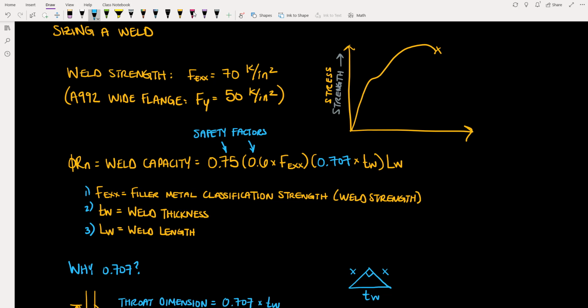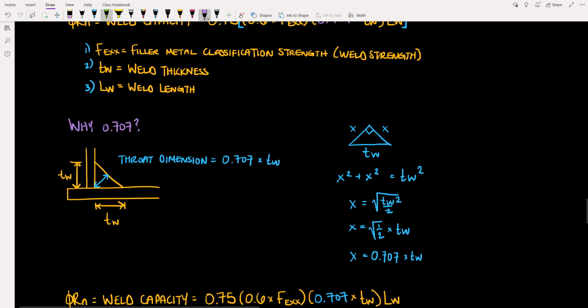So we apply a safety factor to the weld strength, reducing it by 40%, and after that is done, and we have our full weld capacity, we then apply an additional safety factor to the entire thing, reducing it by another 25%. So there's one more number in here. I'll change the color. That isn't a safety factor, but it's still in our equation. So what is that number?